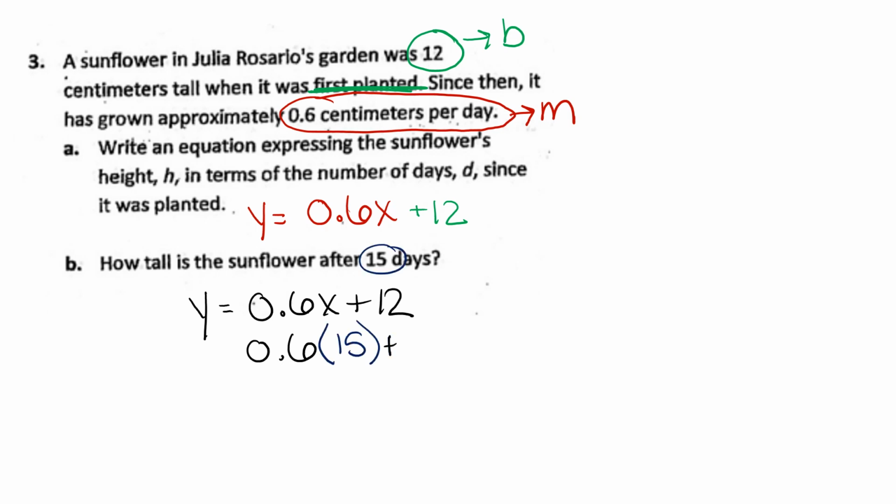It's 0.6 times 15, 0.6 centimeters each day. So for 15 days, 0.6 times 15 is going to be a total of 9 centimeters, plus the original 12, because it was already 12 centimeters tall, gives us a total of 21 centimeters tall.